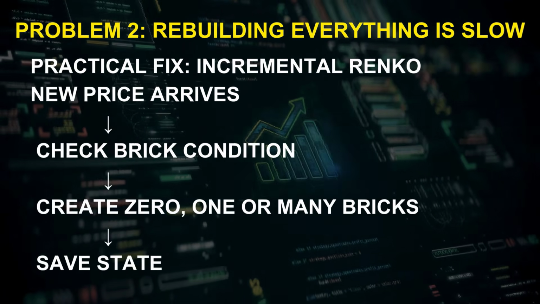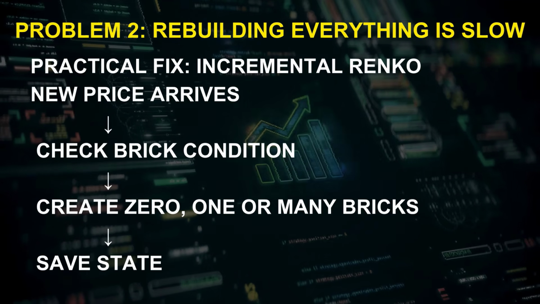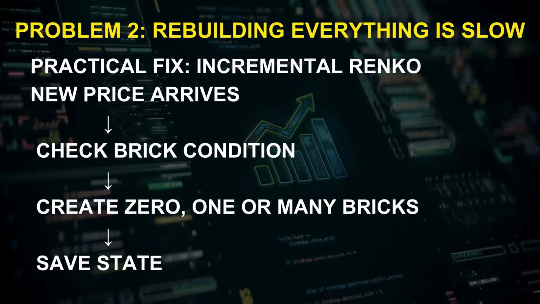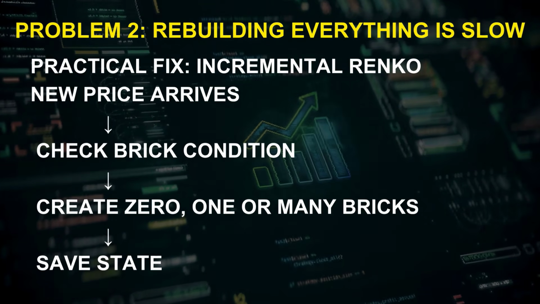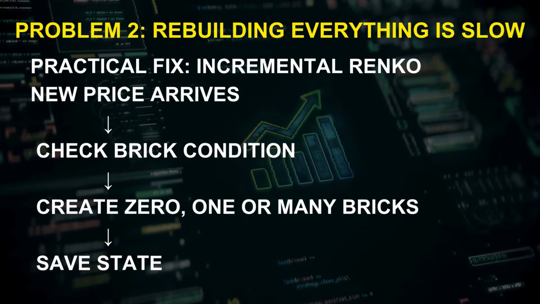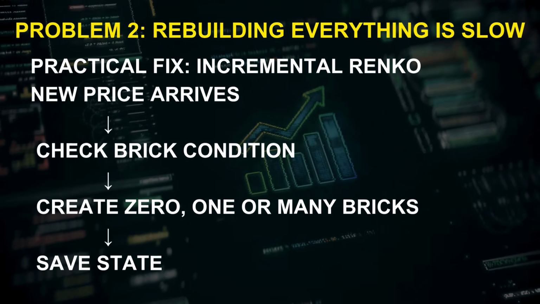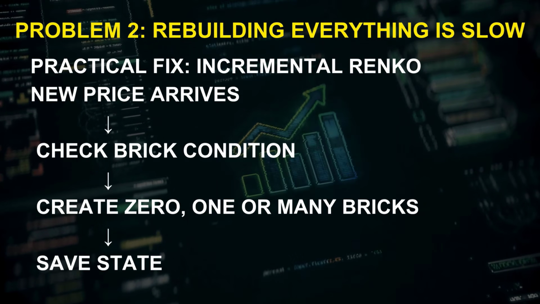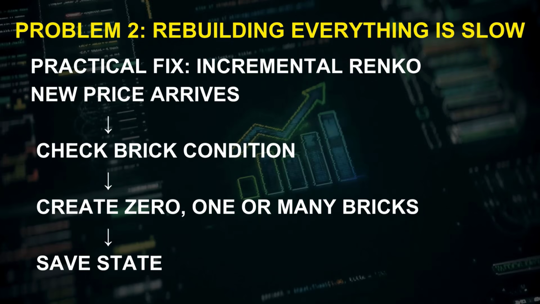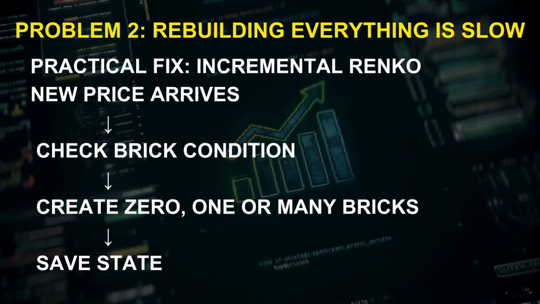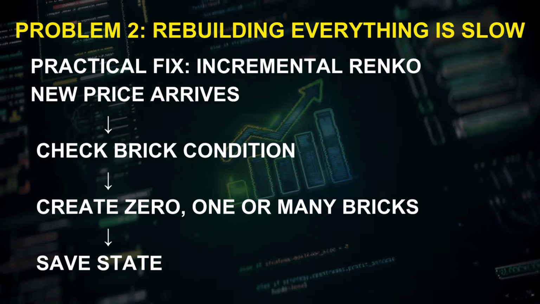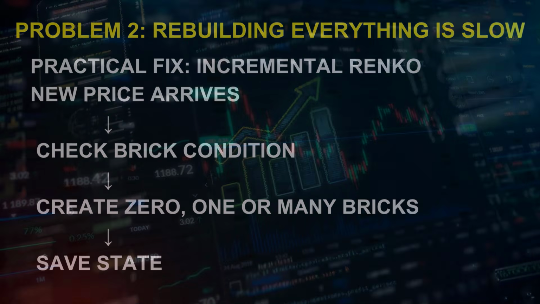Well, we use an incremental Renko engine. That's the right approach. The bot receives a new price. It checks whether that price forms a new Renko brick. Sometimes it forms no brick, sometimes one, sometimes several if price moves quickly. Then it updates the Renko state and only recalculates what actually changed. That is how you move from a research script to a proper live engine.